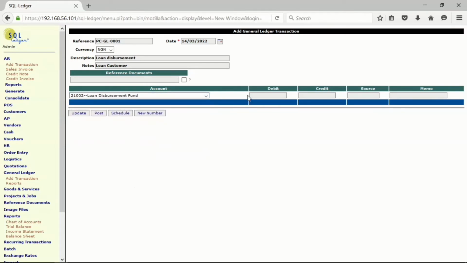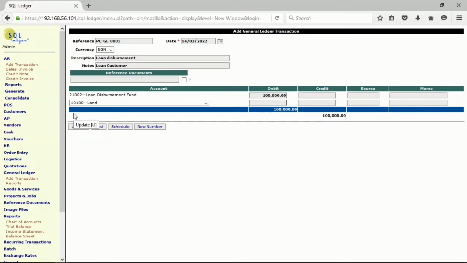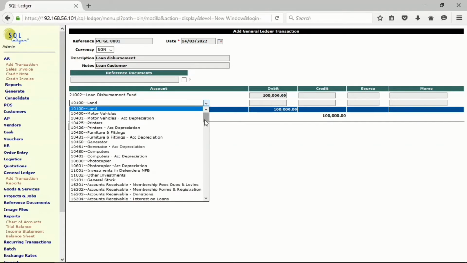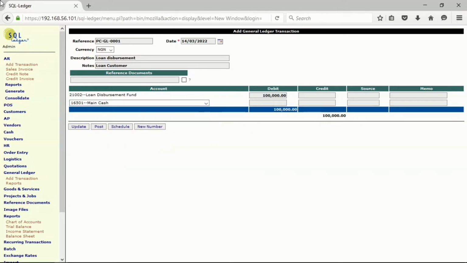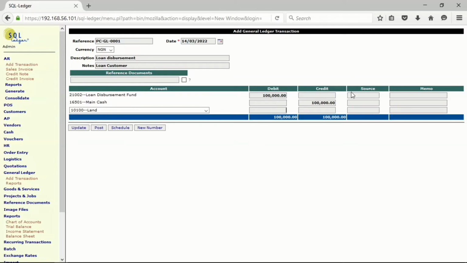See it here, and we are going to debit that account with 100,000. Click on update. Then we are going to credit the account that we are going to pay from. That is the cash. Let's assume we are giving from cash. Click it here and click on update. The source we can put as cash. This is what we have done.